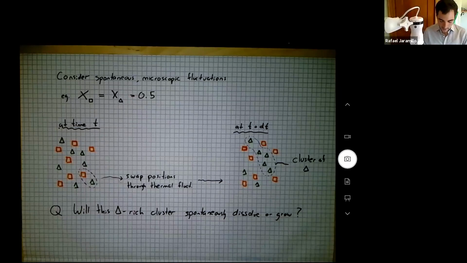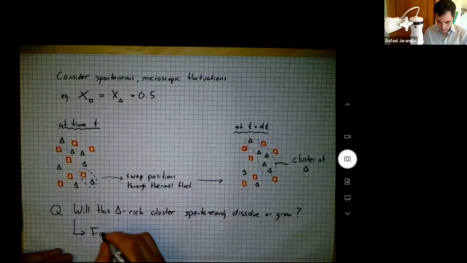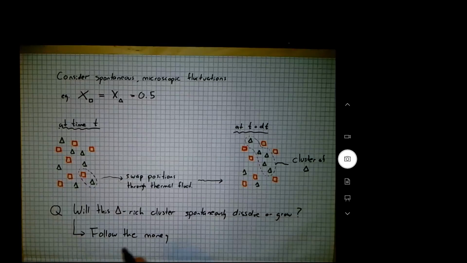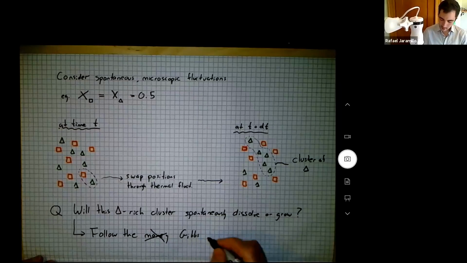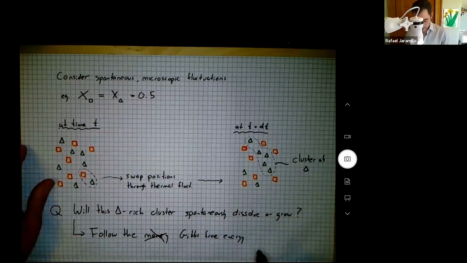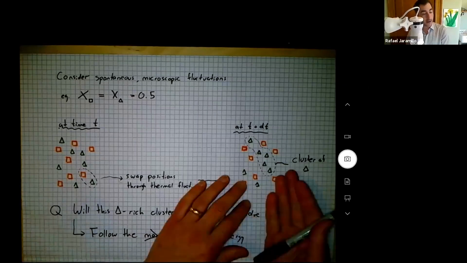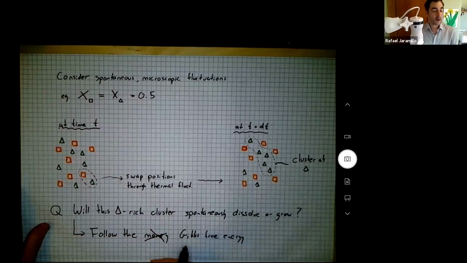And to analyze this, what do we follow? It's like follow the money, but for thermodynamics. The Gibbs free energy. Follow the Gibbs free energy, right? Gibbs free energy is like thermocash. That's it. So we follow the Gibbs free energy. So that's what we're going to do. We're going to analyze the Gibbs free energy of this little fluctuation, and that will tell us whether that fluctuation will spontaneously grow or spontaneously dissipate.